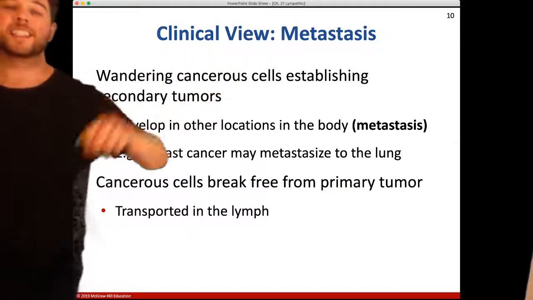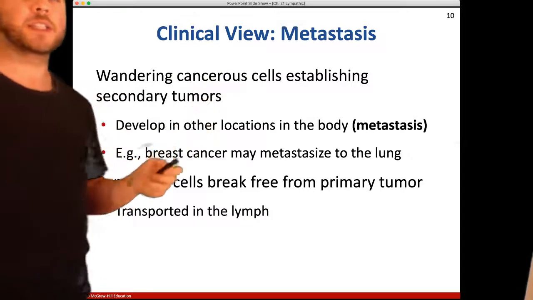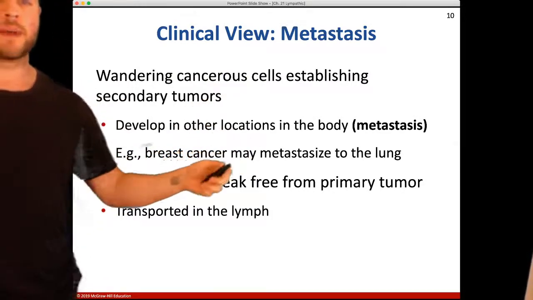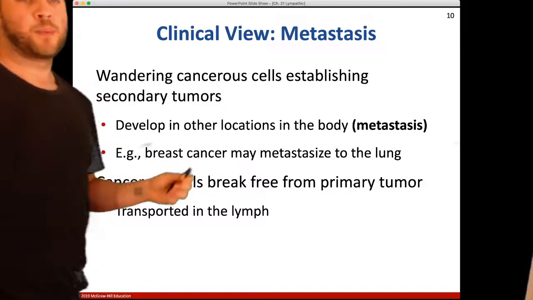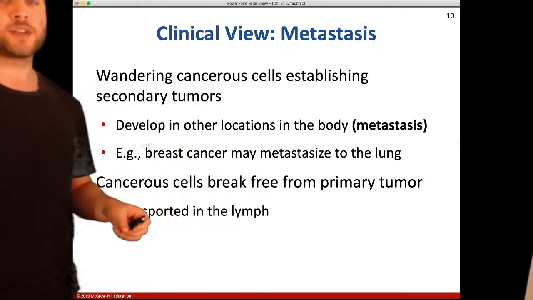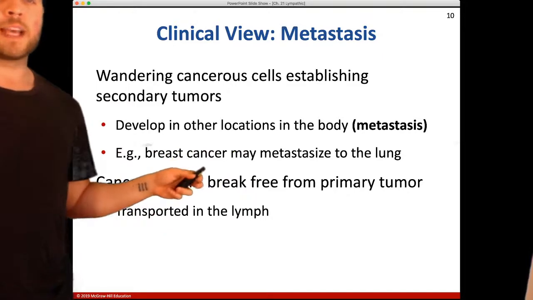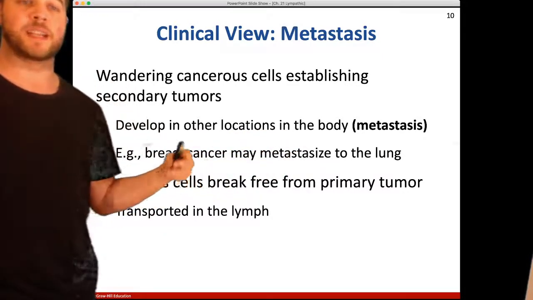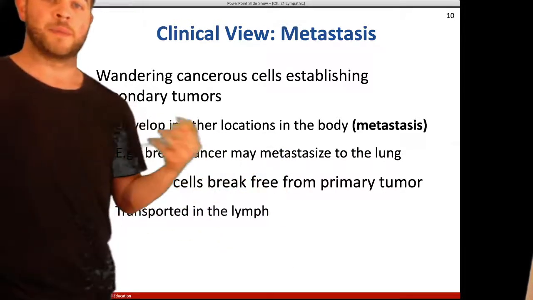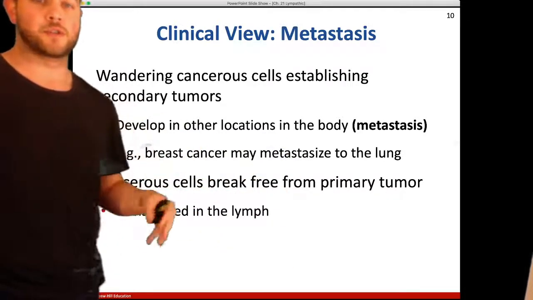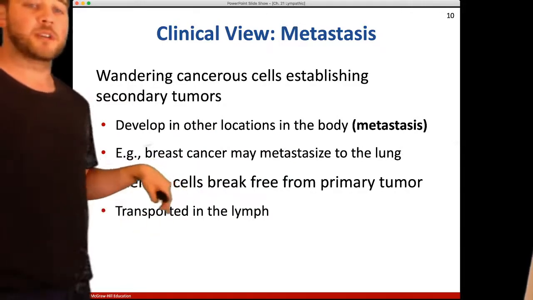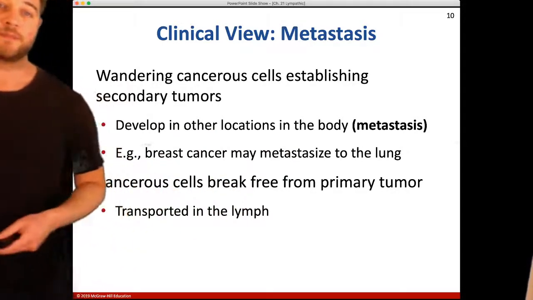Okay, metastasis, that is wandering of cancerous cells, establishing secondary tumors. They develop in other locations in the body, so a metastasis. Breast cancer can metastasize to your lung. At that point, you would not have lung cancer. You wouldn't say that. You would say that you have breast cancer that has metastasized to the lung. It is still breast cancer, even though it has traveled to your lung tissue. Cancer cells break free from the primary tumor and then get transported through your lymph system.